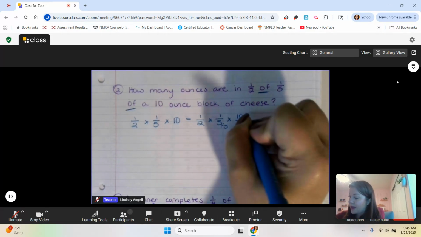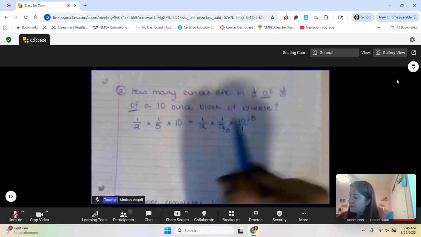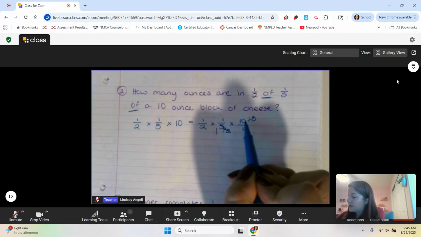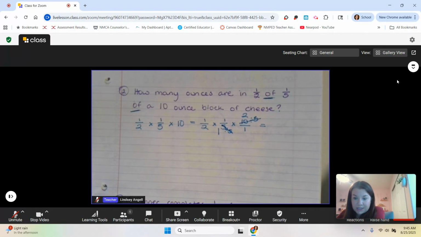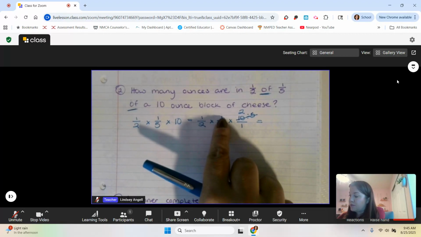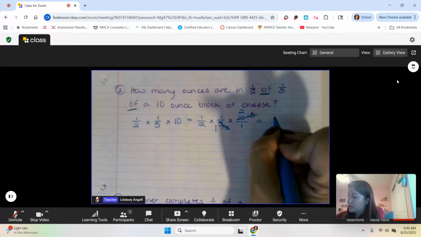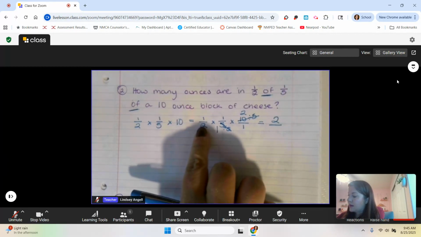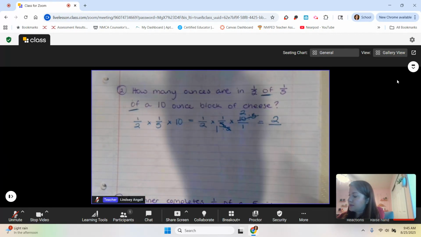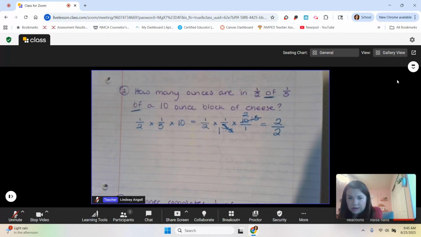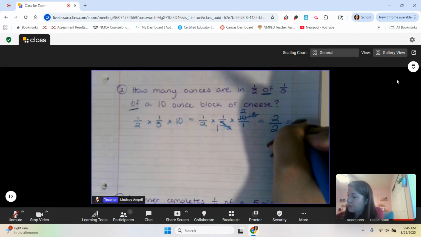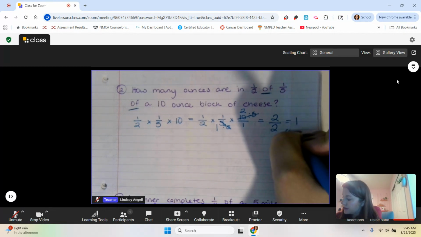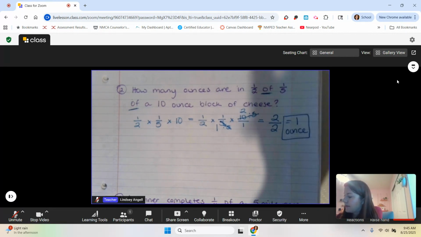So if I divide that by 5, divide that by 5, well, 5 divided by 5 is 1. 10 divided by 5 is 2. So now my multiplication is a little easier. I have 1 times 1, which is 1, times 2. 1 times 2 is 2. And then I've got 2 times 1 times 1, which is 2. Well, 2 over 2, if I have 2 out of 2 pieces of something, I'm just left with 1. So my final answer is that I have 1 ounce left. That's what it was asking me.